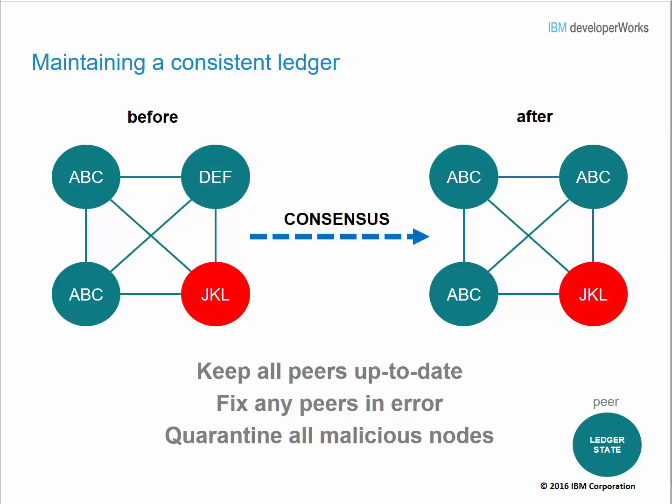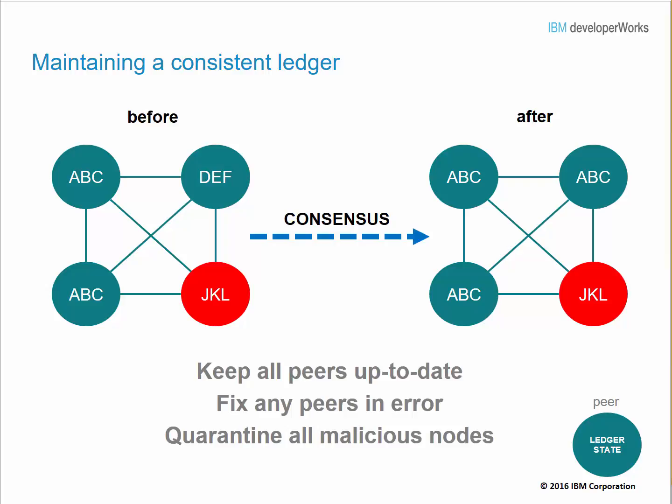Let's look at an example. On the left, there's a network with 12 nodes. The green indicates a node in good faith, and red indicates a bad actor. On the left, we see we have 2 green nodes A, B, C, and 1 green node D, E, F that's either mistaken or defective. Once consensus is run, all the good actors agree, and the bad actor, JKL, is effectively quarantined.